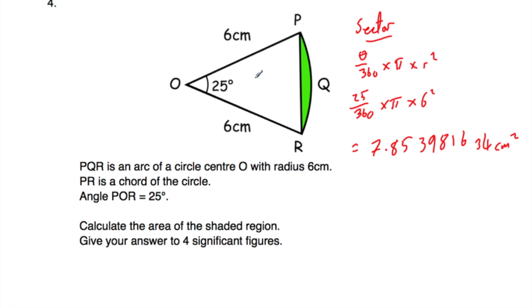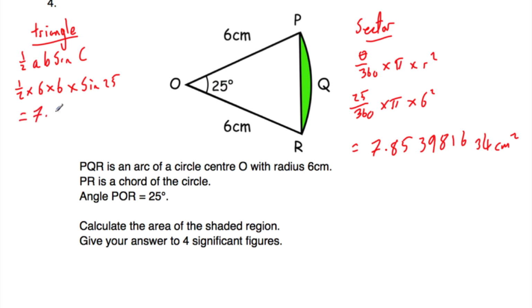So we've now got the area of the whole sector. Now let's find the area of the triangle. For the triangle, we've got this triangle here, which is POR, and we've got two sides and the angle in between them, so we can use a half ab sine C. So we've got the two sides a and b, so they're 6 and 6, and we've got the angle between them, which is 25 degrees. So that'll be a half times 6 times 6 times the sine of 25 degrees. And whenever we do that, we get that's equal to 7.607128711 and so on centimeters squared.